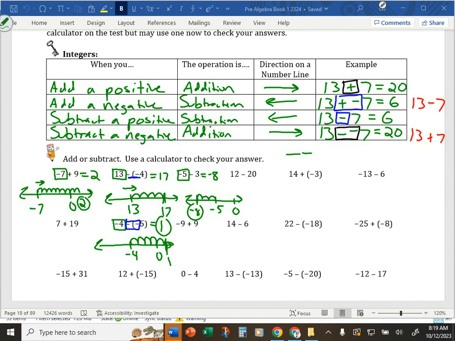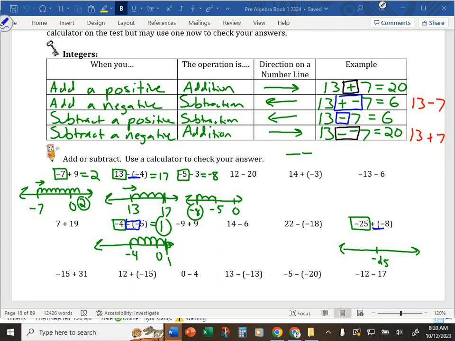-25 plus -8. The first number tells us what? Where you start. On the number line, we're starting at -25. I'm not going to put 0 in here because 0 is way over there, but that's where we start. In between the numbers, I see addition and subtraction.